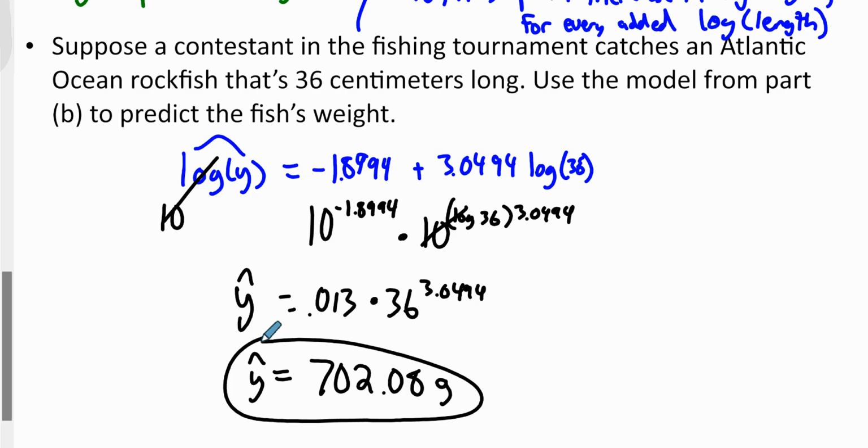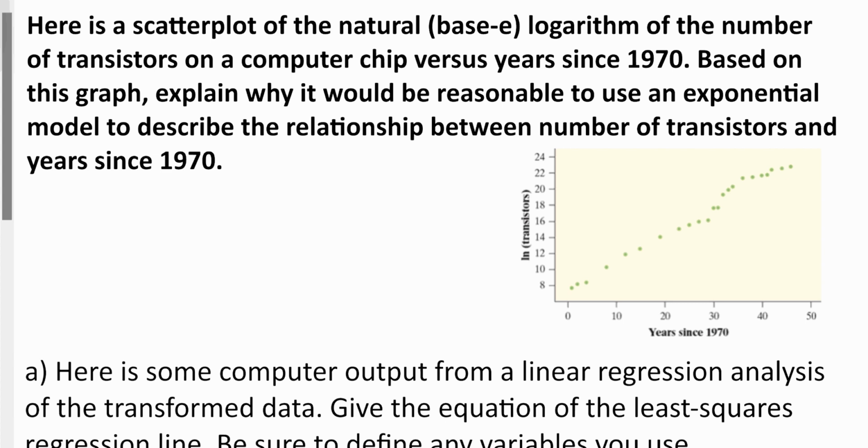I just want to wrap it up by looking at one additional example. This is with a natural log one. It says here's a scatter plot of the natural base e logarithm, so that gives it away, it's natural log, of the number of transistors on a computer chip versus years since 1970. So years since 1970 is our x. Based on this graph, explain why it would be reasonable to use an exponential model to describe the relationship between those transistors and years since 1970.